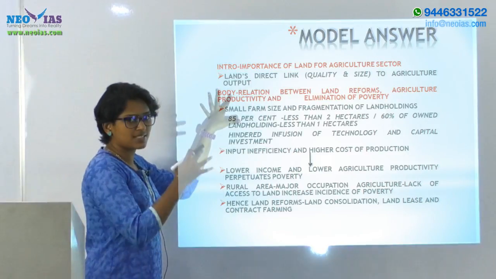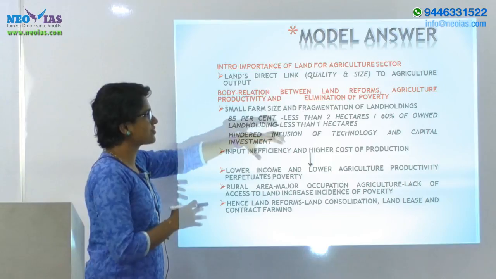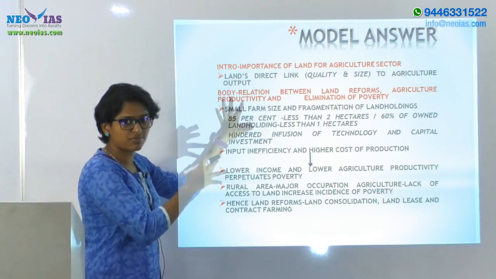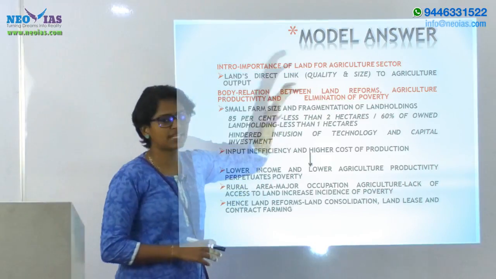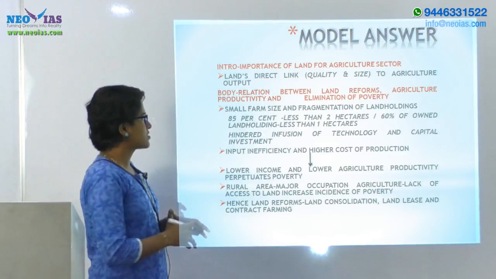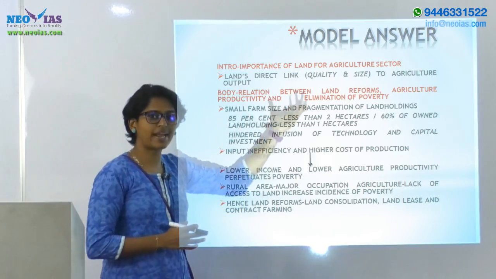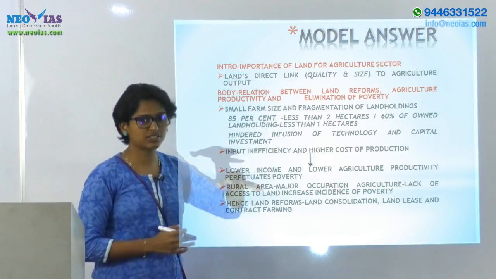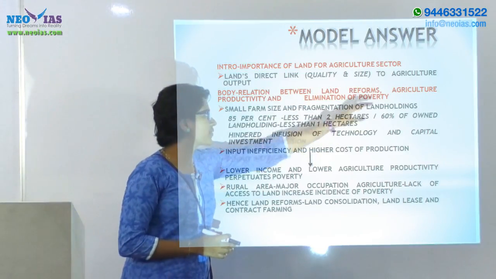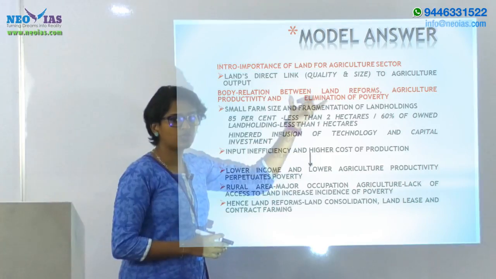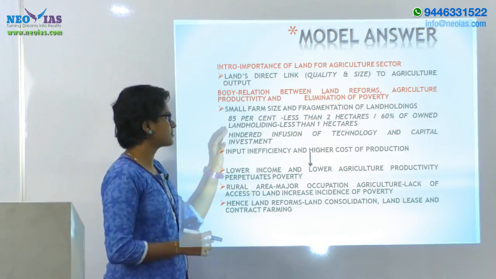So now let us discuss the body of the answer. First we have to address the first part of the question, that is the relation between land reforms, agriculture productivity and elimination of poverty. So first we can bring in the problem of small farm size and fragmentation of land holdings in our country. This is to bring in the relation between agriculture productivity, poverty and land reforms.